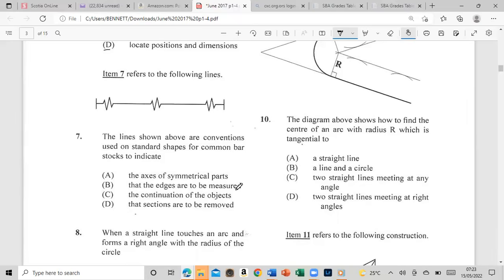The lines shown above are convention used on standard shapes or common bar stocks indicate. Is it A, the axis of symmetric parts, B, that the edges are to be measured, C, the continuation of the objects, or D, that section should are to be removed, and that is the continuation of the object. So number 7 is C.